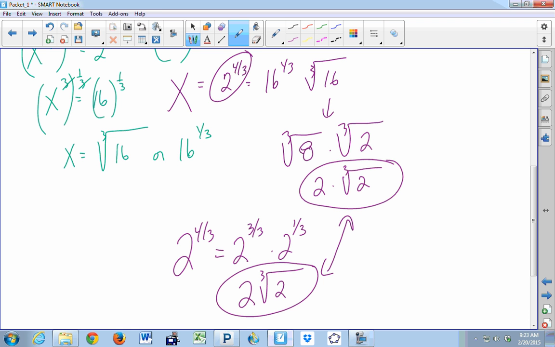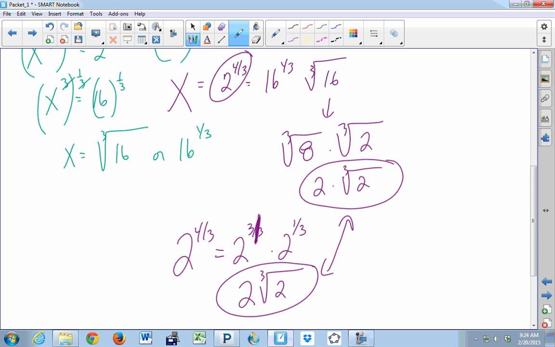What a lot of students do is they say, when they see a power here that's an improper fraction, and if you recall, an improper fraction means your numerator is larger than your denominator. What happens when you divide 4 by 3? What do you get? Yep, you get a decimal. What mixed number is it? 4 divided by 3 is 1 and 1/3. Look at your exponent. 1 and 1/3. So it's 2 to the 1st times the cubed root of 2. Huh? Oh, snap. Yeah.